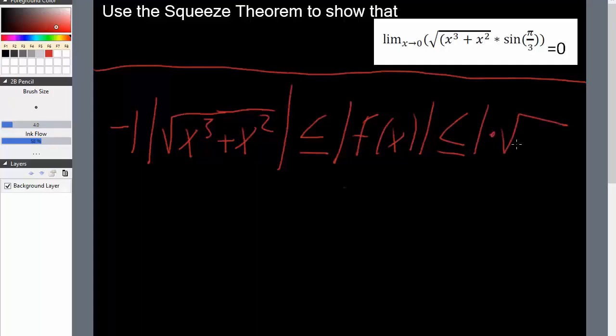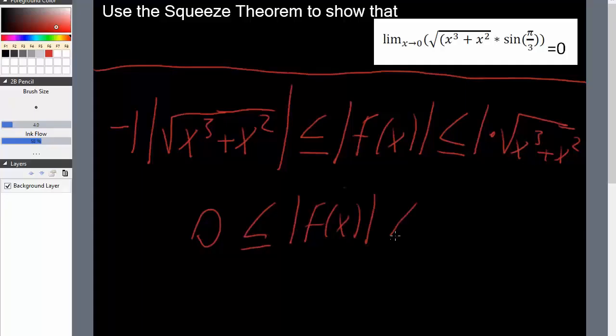So this is x cubed plus x squared. And by looking at this, now we are going to insert x equals 0. And if x is 0 here and here, we have 0 is less than or equal to f of x. Likewise, the value for this will also be 0. We put 0 and 0, again, it's going to be 0.